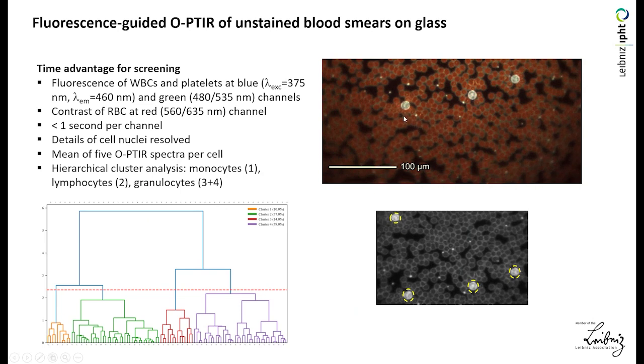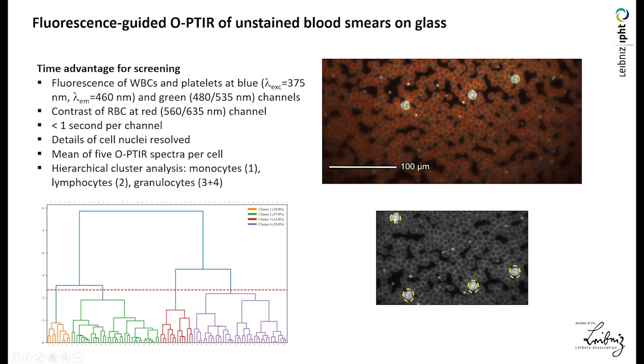So you can generate in an RGB image this colorful image, but even in a single fluorescence image, which is a monochrome image, you can identify the white blood cells. And if you look carefully, you even see the granular structure of the cell nucleus. And this is very quick, so a fluorescence image can be collected in less than a second, and this helps to select the white blood cells for infrared spectroscopy.